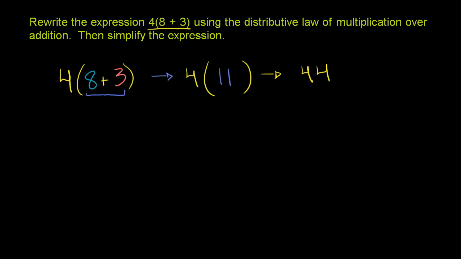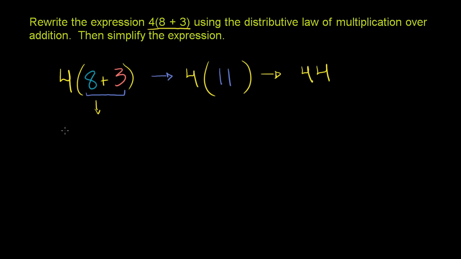But they want us to use the distributive law of multiplication. We did not use the distributive law just now. We just evaluated the expression. We used the parentheses first, then multiplied by 4. In the distributive law, we multiply by 4 first. And it's called the distributive law because you distribute the 4. And we're going to think about what that means. So in the distributive law, this will become 4 times 8 plus 4 times 3. And we're going to think about why that is in a second.